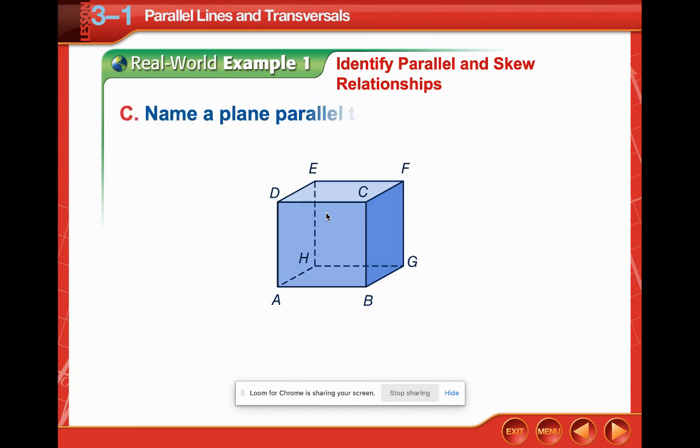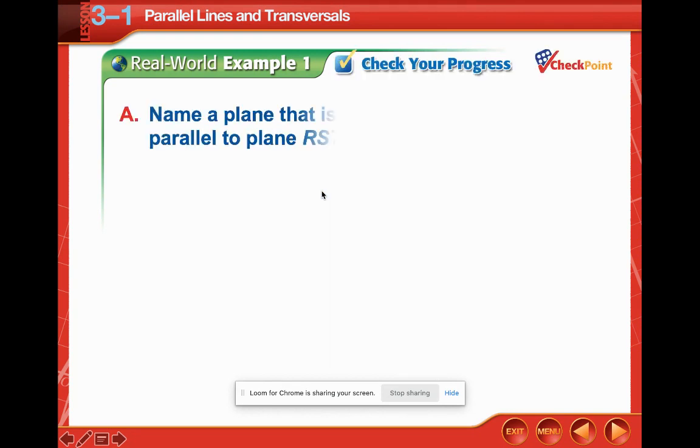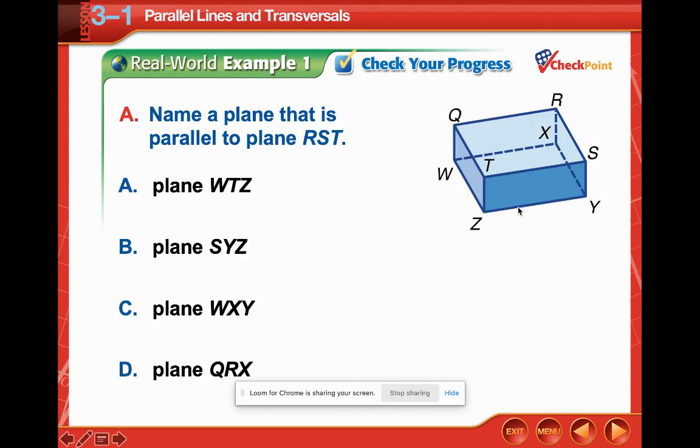All right, name a plane parallel to plane ABG. So this is ABG right here on the bottom. So a plane parallel would probably be the top plane, EFC or CDE. So now it's your turn. Why don't you guys take a second, pause this if you need to, check your notes, figure out, name a plane that is parallel to plane RST.